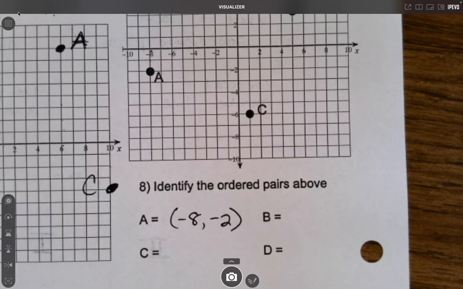And please be aware, to write an ordered pair, you must put parentheses around it. That's a requirement. It's not an ordered pair if you don't put parentheses around it. You also must put a comma between the two numbers.